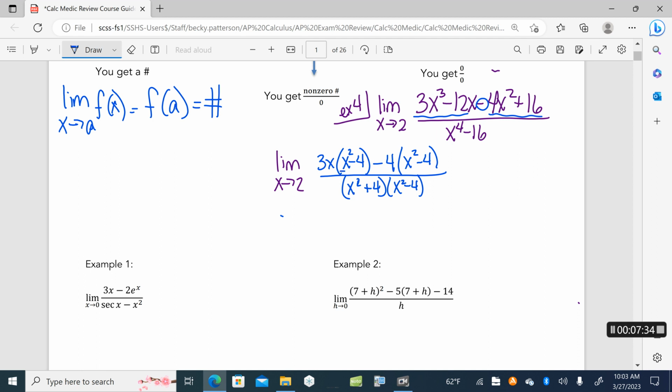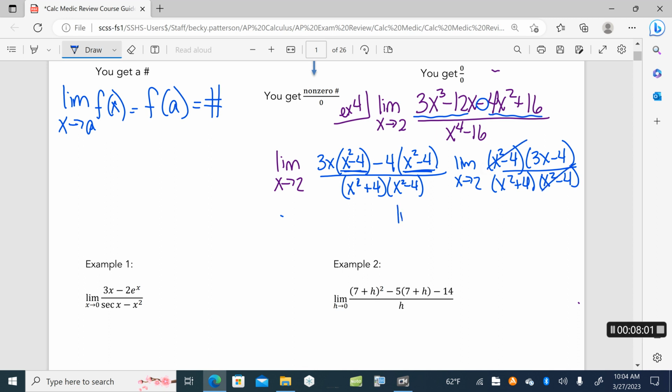And then with the grouping on top, I see that these 2 are the same. So again, I'm keeping my limit notation because I have not pulled the trigger on a limit yet. I'm going to pull the x squared minus 4 out. It's going to leave me with 3x minus 4. And then I have the x squared plus 4, x squared minus 4 on the bottom. And those are going to cancel.